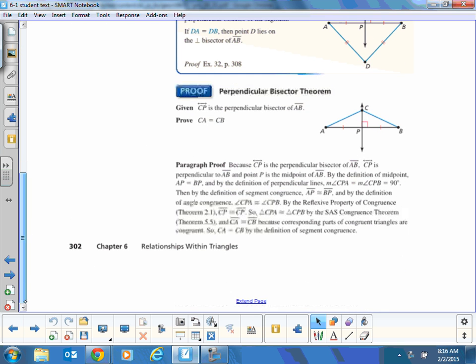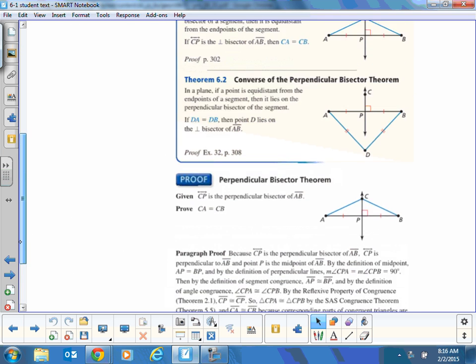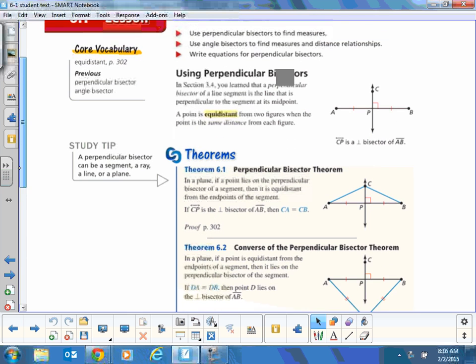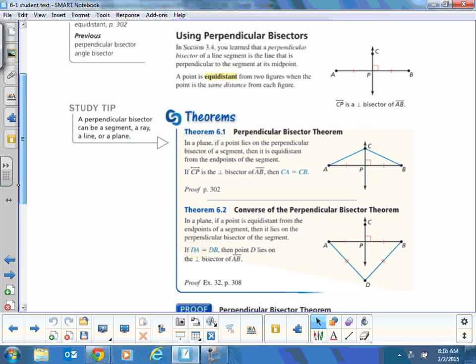I'm on page 302. A point is equidistant from two figures when the point is the same distance from each figure.